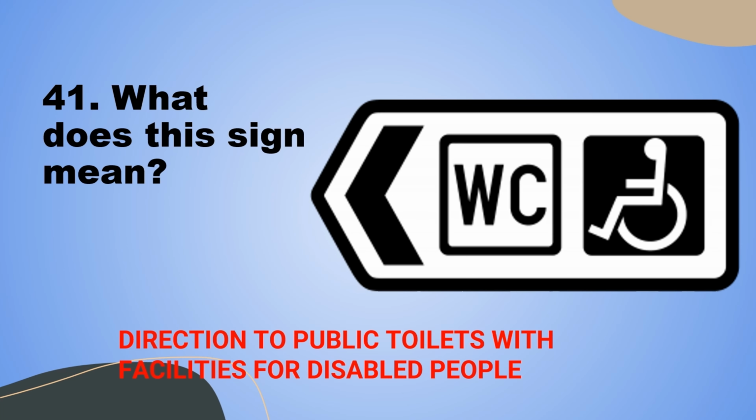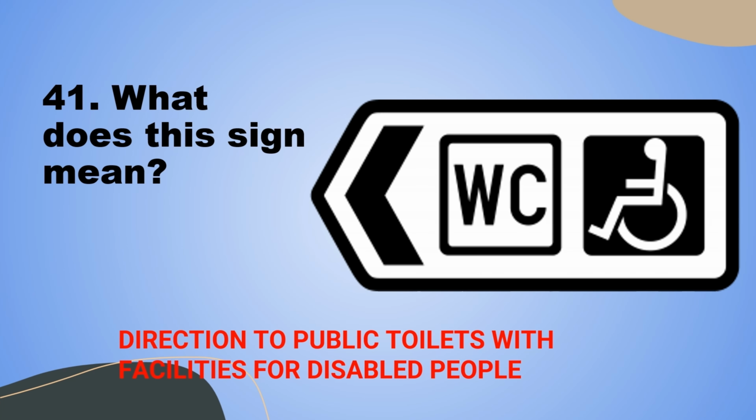Direction to public toilets with facilities for disabled people. So you can have a look here, WC for toilets, the direction is on the left, and this has facility for disabled people as well. As you can see, there is a symbol on this particular sign for disabled people.